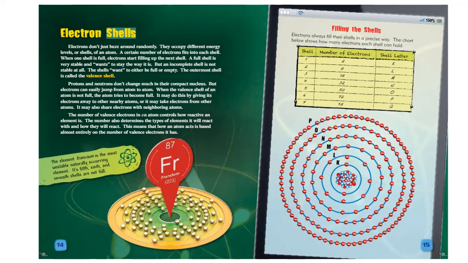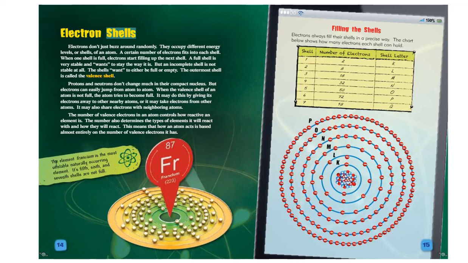The number of valence electrons in an atom controls how reactive an element is. The number also determines the type of elements it will react with and how they will react. This means that how an atom acts is based almost entirely on the number of valence electrons it has. So that valence electron shell is very important.